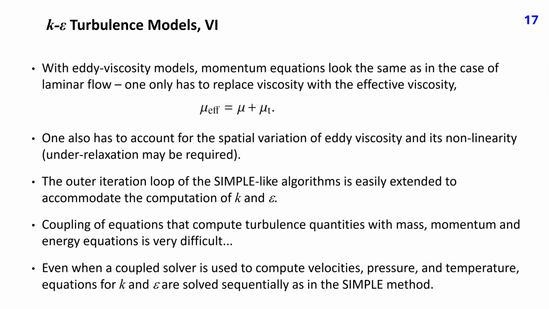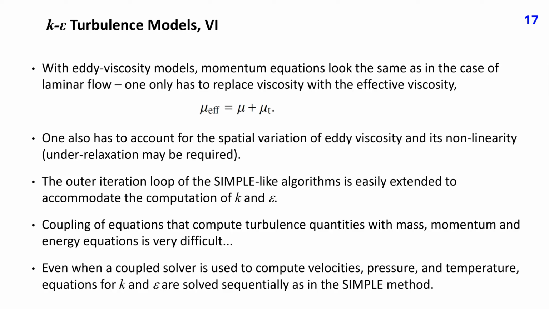One also must account for the spatial variation of eddy viscosity by several orders of magnitude and its nonlinearity. Because both K and epsilon exhibit strong variation near walls, in recirculation zones, and in body wakes, turbulent viscosity varies also rapidly there. Therefore, under-relaxation of changes in effective viscosity may be required. The outer iteration loop of the SIMPLE-like algorithms is easily extended to accommodate the computation of K and epsilon. This will be shown on slide 20.